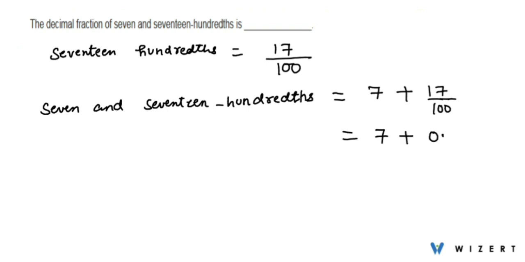7 and 17 by 100 can be written in decimal representation as 0.17 because two zeros are there in the denominator. Now let us add this 7 and 0.17. So how do we add? See, first of all we make decimal at the same place. So 0.17 and we can write 7 as 7.00 also, so that we can add it in a simple manner.